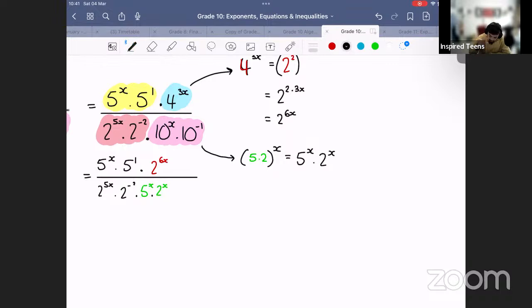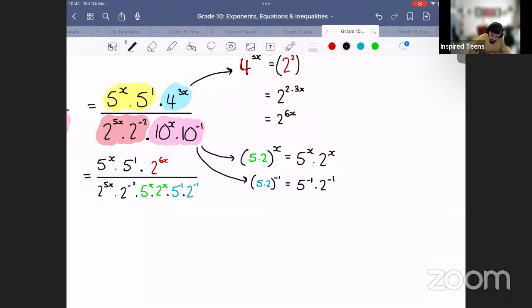Okay, and now I can do the same thing for this 10 to the minus 1. I can say 5 times 2 to the power of... sorry, this is to the power of negative 1. This becomes 5 to the negative 1 times 2 to the negative 1. It's not easy to type maths when you don't have fractions and exponents that you can use. Okay, so 5 to the negative 1 and 2 to the negative 1.